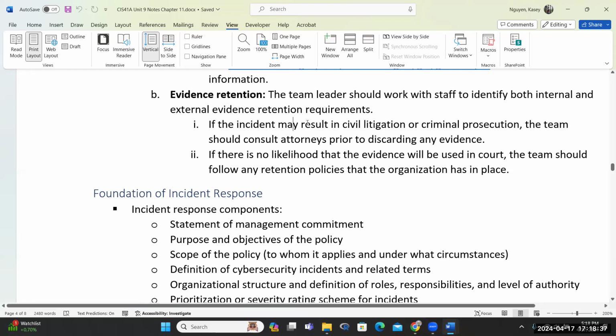If the incident involves civil litigation or criminal prosecution, you should talk to the legal team before you throw away the evidence, even if it's years later, because it might come back, right? If there's no likelihood that the evidence is going to be used in court, and the company doesn't care for it, it can be discarded. So make sure you check with your internal practices and also your legal requirements.